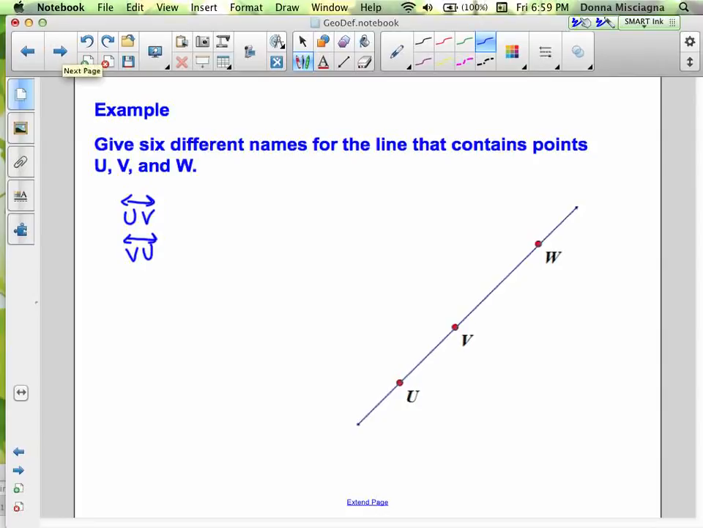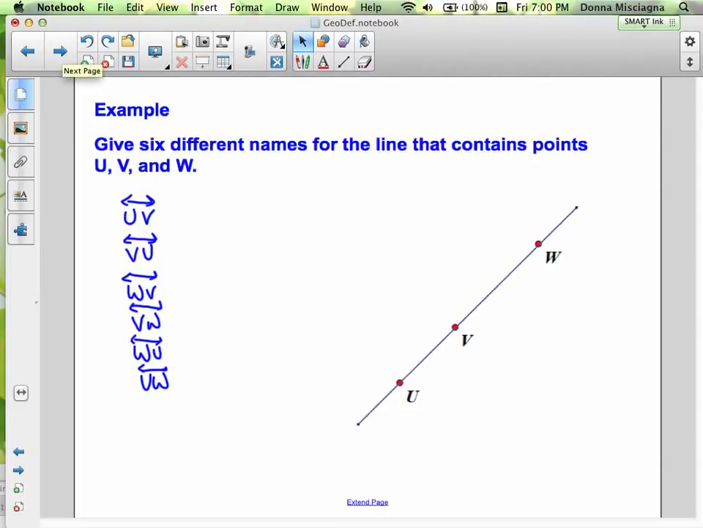I could call this line WV or VW, or WU or UW. Any of those. There's our 6: 1, 2, 3, 4, 5, 6. Any of those 6 could be used to name that line. If we had more points, we would have more ways to name the line.